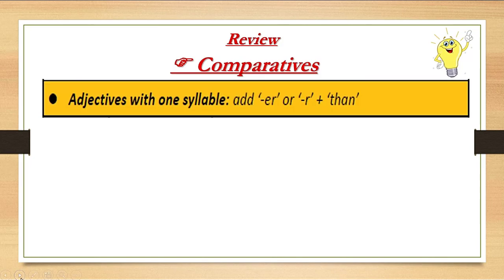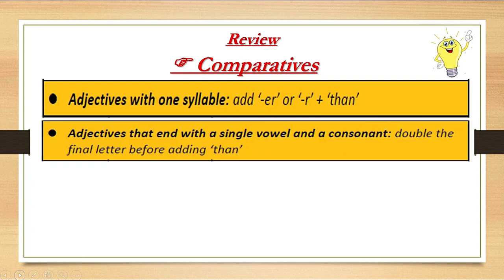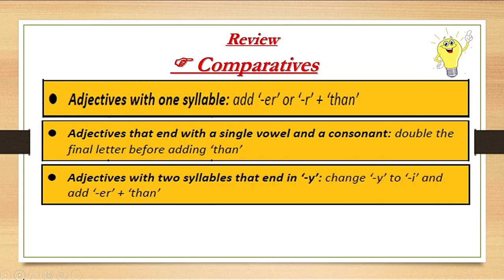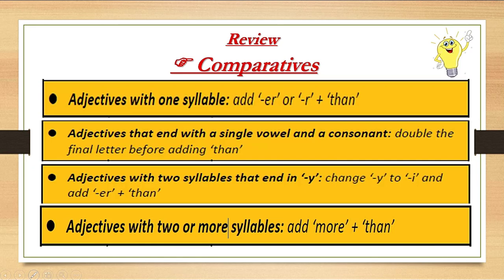Rule number 1. Adjectives with one syllable, you need to add er and then plus than. Rule number 2. Adjectives that end with a single vowel and a consonant, double the final letter before adding er than. Adjectives with two syllables that end in y, change y to i and add er plus than. And adjectives with two or more syllables, you need to add more plus than. So these are the 4 rules of comparatives.